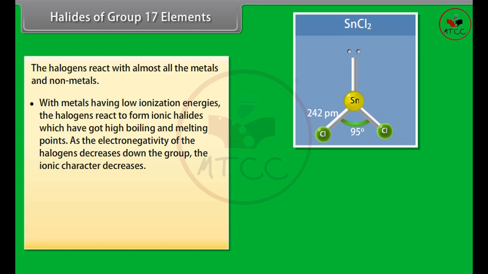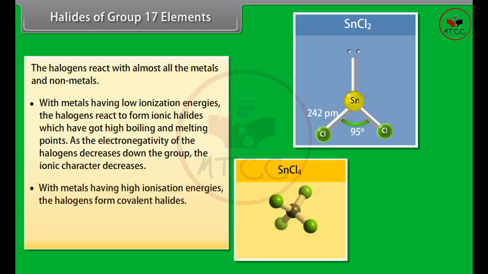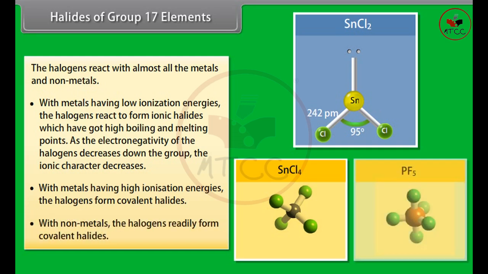For example, SnCl2 and PbCl2. With metals having high ionization energies, the halogens form covalent halides. For example, SnCl4 and PbCl4. With nonmetals, the halogens readily form covalent halides. For example, PF5 and PCl3.